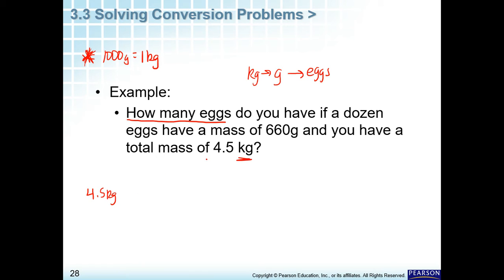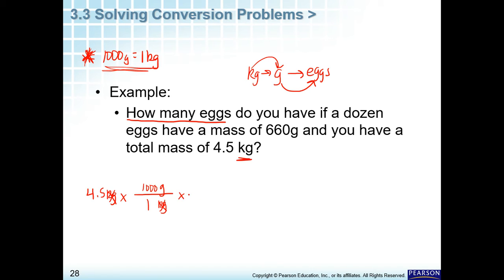4.5 kilograms is the only thing that doesn't have a connection to something else. So we're going to use this to start off with, and we have to convert it. Well, my problem says I need to go from kilograms to grams first. So if I want to cancel kilograms, it's going to go on the bottom, and grams will go on top. Then we can use this conversion right here to convert. There are 1,000 grams in 1 kilogram. This allows me to get grams. So now I'm at the middleman. We can go to eggs.